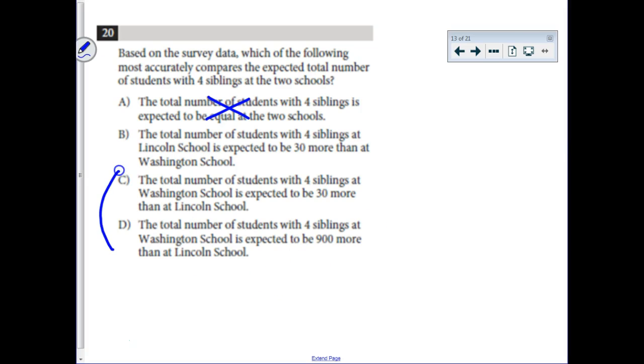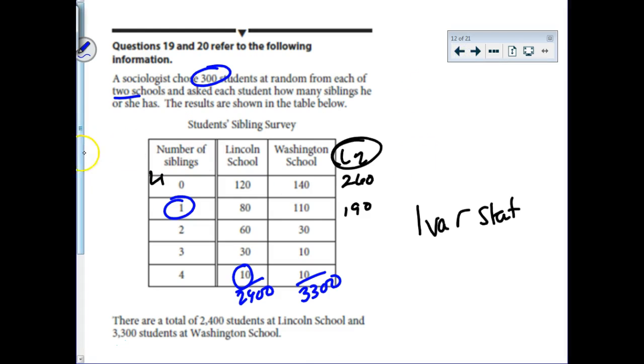Do you notice how these two are very similar but opposite, but these two are very similar as well? And they both say they're going to have more than at Lincoln School. B and C are similar but opposite as well. So now I have to make a decision. I'm having a tough time reading. Let me look closer. The total number of students with 4 siblings at Lincoln School is expected to be 30 more than at Washington School versus the opposite of that. Go back to your data.